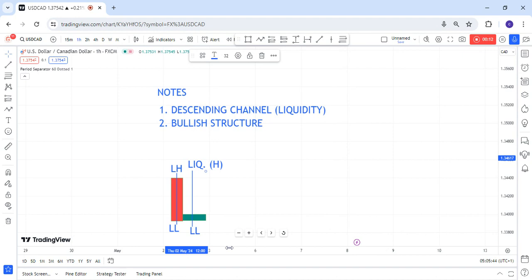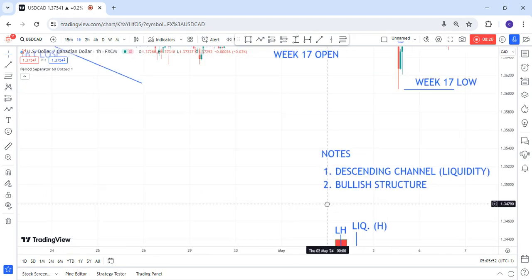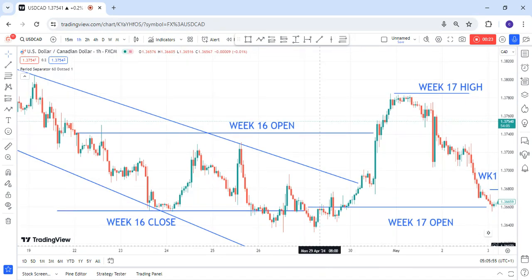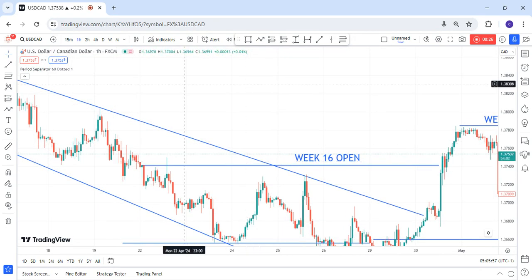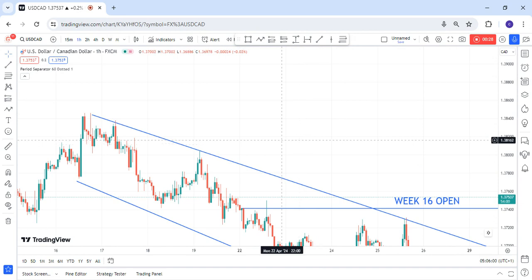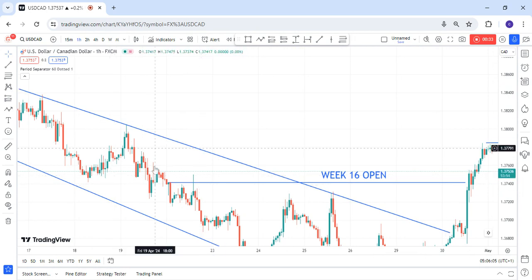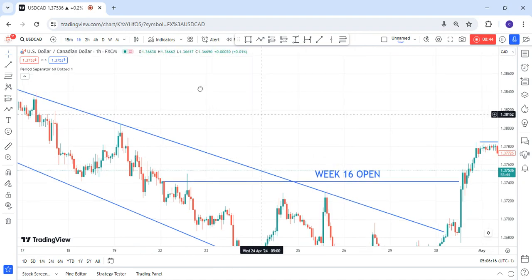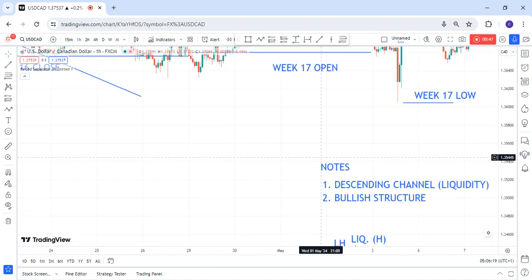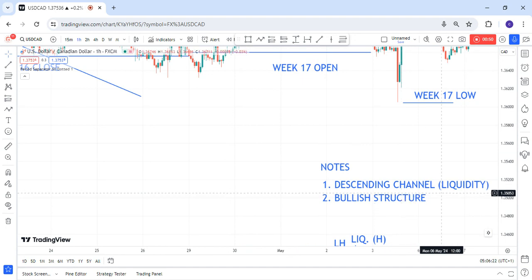I need to give a follow-up video so that I can clarify a number of things. What are the things I want to clarify? Number one, if we look on the 1 hour, we are building liquidity. This is a descending channel, which is liquidity. Usually a descending channel is for an uptrend, and we know that USD CAD has been very bullish. But the first thing is we have a descending channel, which is liquidity.